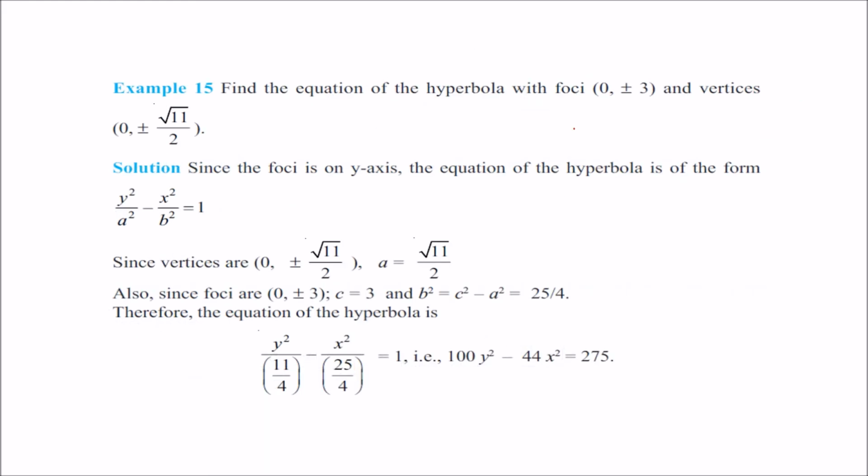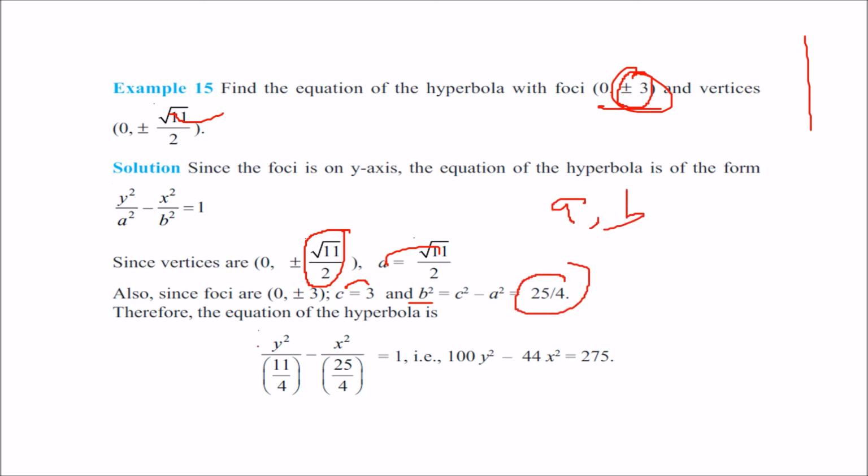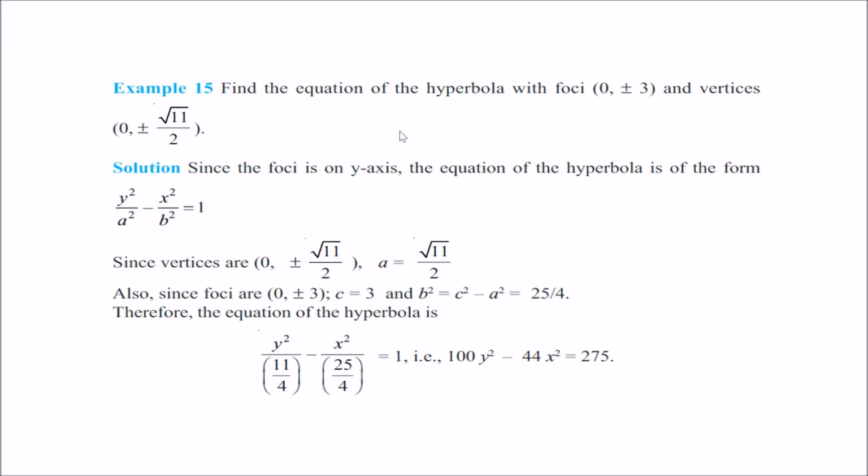Next is, find the equation of the hyperbola. Foci is given and vertices are like this. And since it is given that y has some value, the focus is on the y-axis. So we are going to compare it with y square by a square minus x square by b square equal to 1. So the vertices would be 0, plus minus a value, so this is a. And what is this? This is nothing but your c, equal to 3. a is this, c is 3. You can find out b. b square is equal to c square minus a square. That will be 25 by 4. Now you have known a, you have known b. Just place it in this equation, you will get this. And rearrange it so that the equation looks like a standard equation.